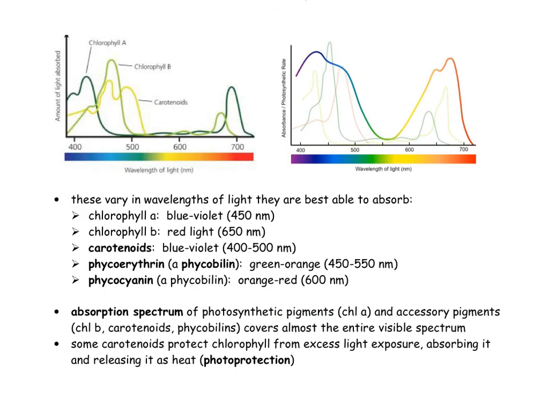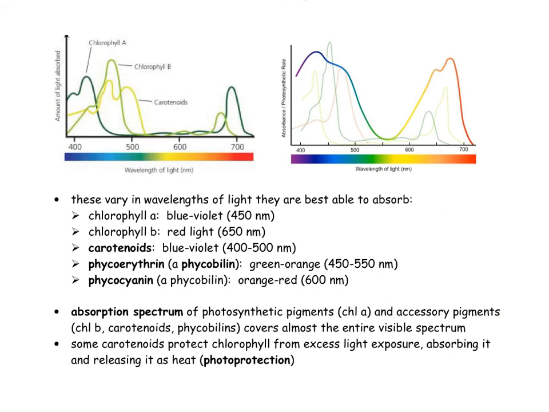So the good news is that with the use of the accessory pigments, along with our basic chlorophyll A photosynthetic pigment, we're able to pretty much cover the entire visible spectrum. That's going to allow us to maximize the use of light.